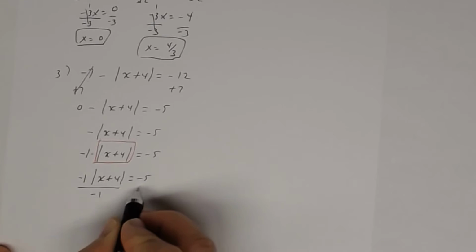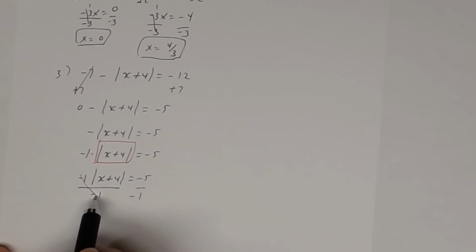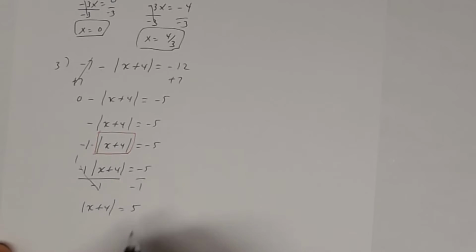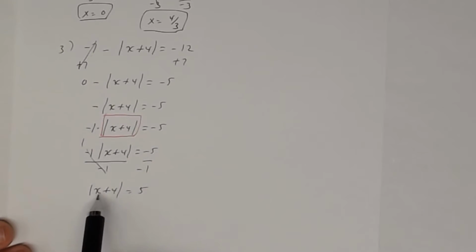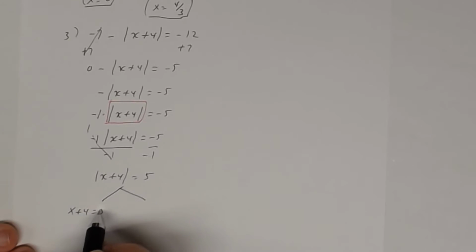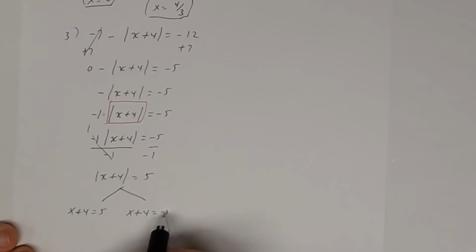If I divide both sides by negative 1, negative 1 divided by negative 1 is positive 1, so those divide out. So 1 times absolute value of x plus 4 is absolute value of x plus 4. See how simple that is? Negative 5 divided by negative 1 is a positive 5. Now I have the absolute value expression by itself, and a positive number on this side. So now I'm going to rewrite this as 2 separate linear equations without the absolute value bars. I get x plus 4 equals 5, x plus 4 equals negative 5.